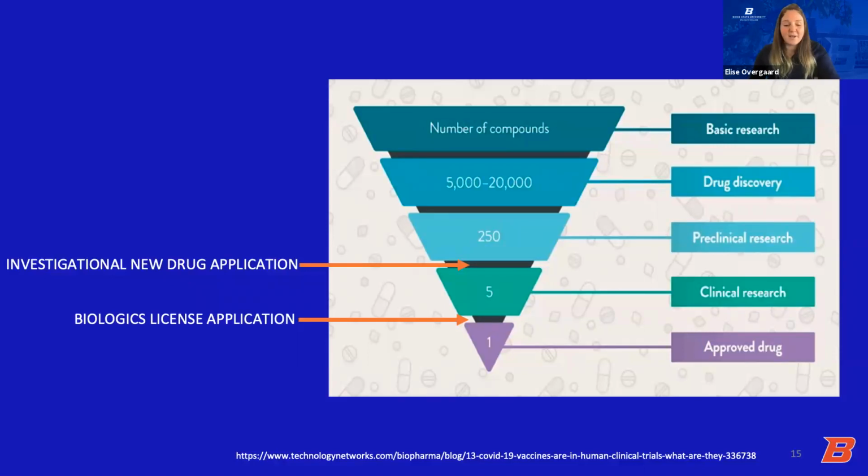Another thing is that because of the pressure of the pandemic, the FDA has been able to prioritize all of these COVID vaccine INDs, the investigational new drug applications. And so they were literally just able, like physically, to push the paperwork through faster than they normally would.